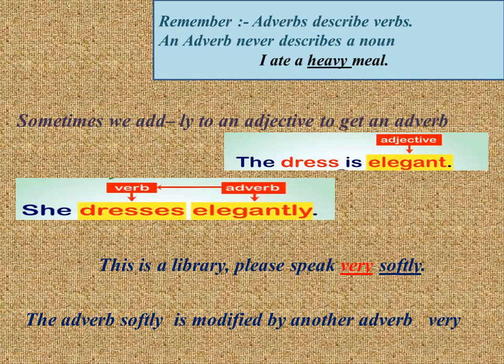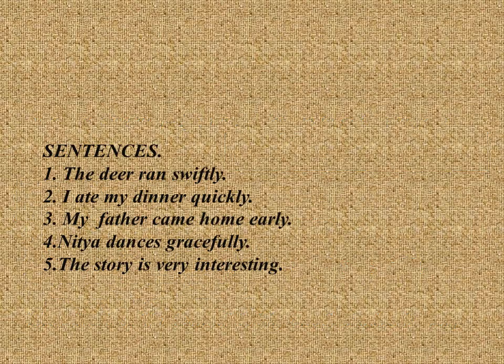Okay, students, did you understand what this sentence means? An adverb tells more about a verb, which I already explained, an adjective, which I explained earlier, and another adverb, which is the last explanation. This is a library. Please speak very softly. Have you understood about this? Now let's see some sentences.